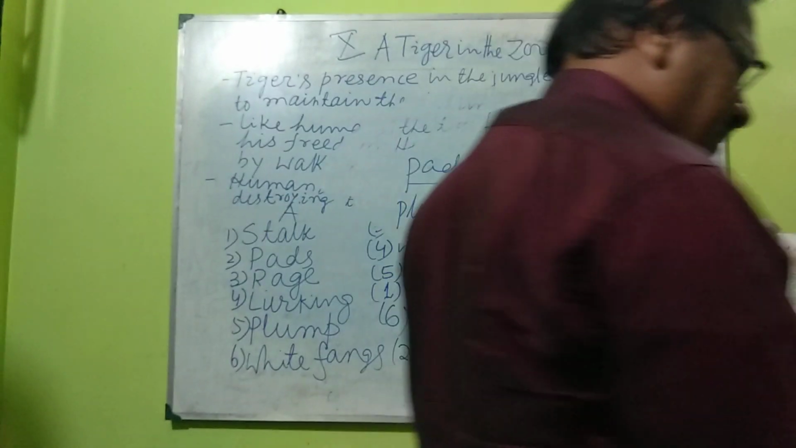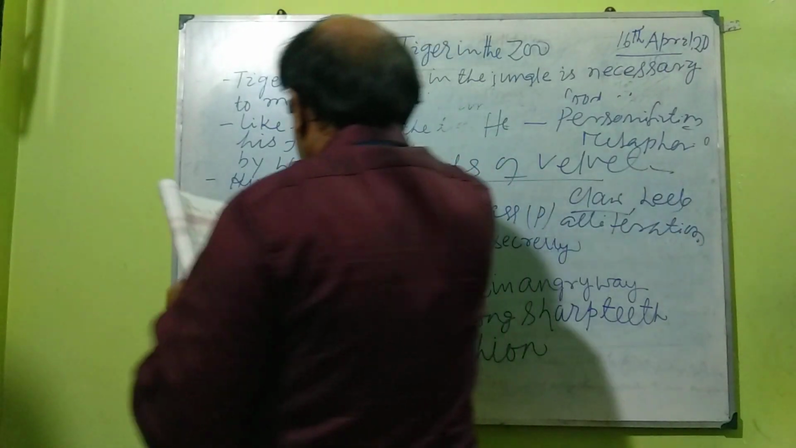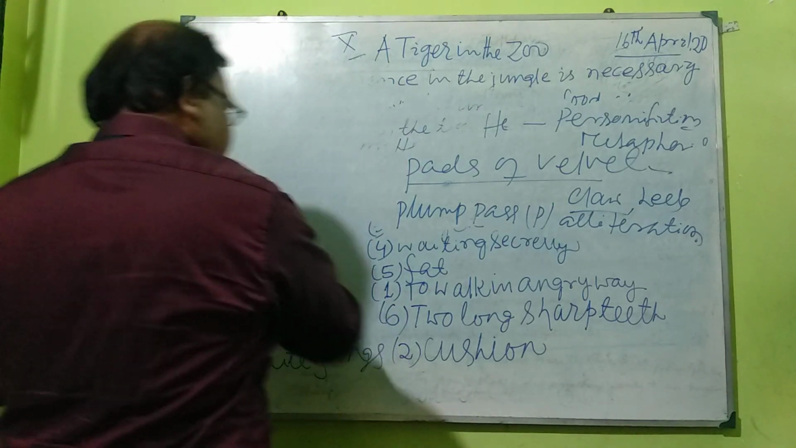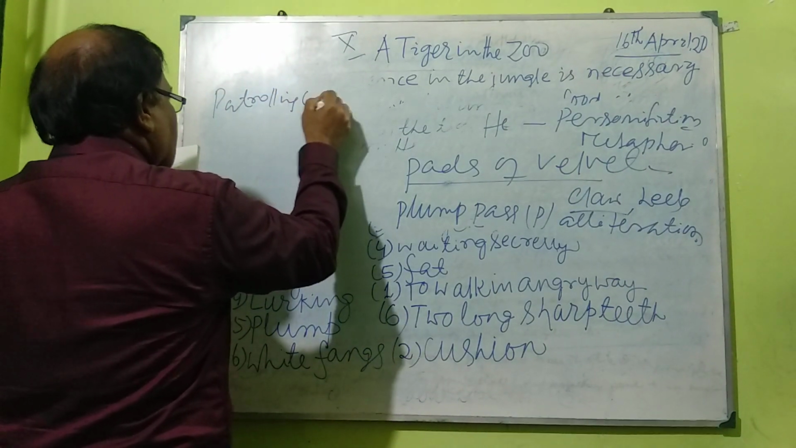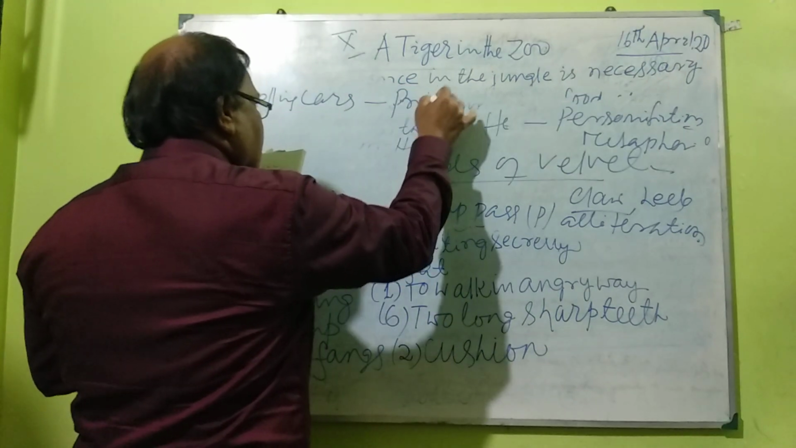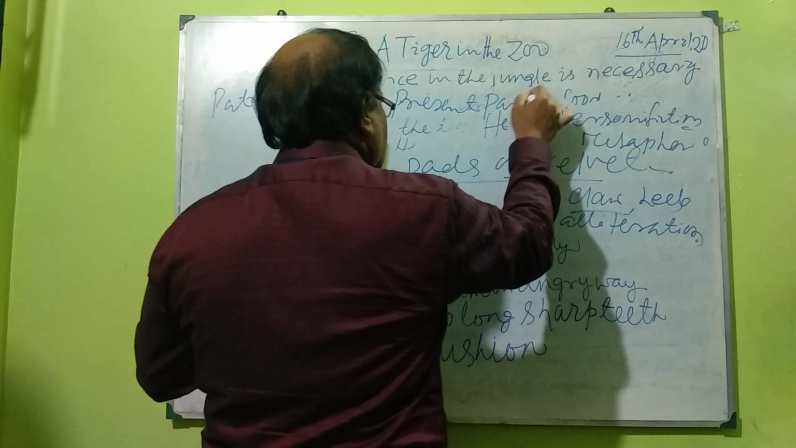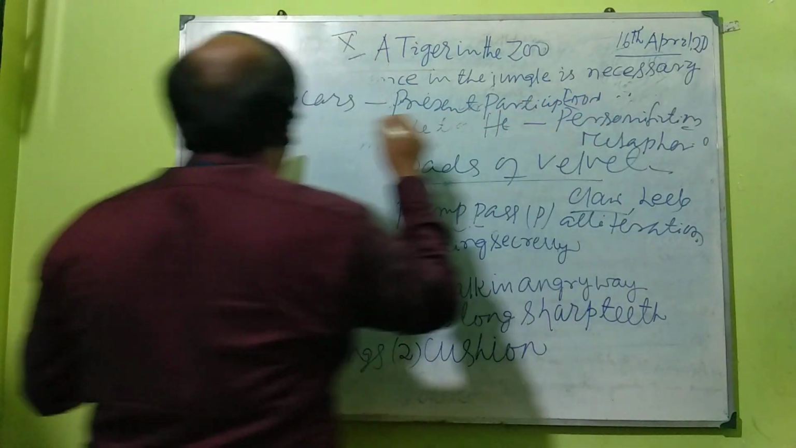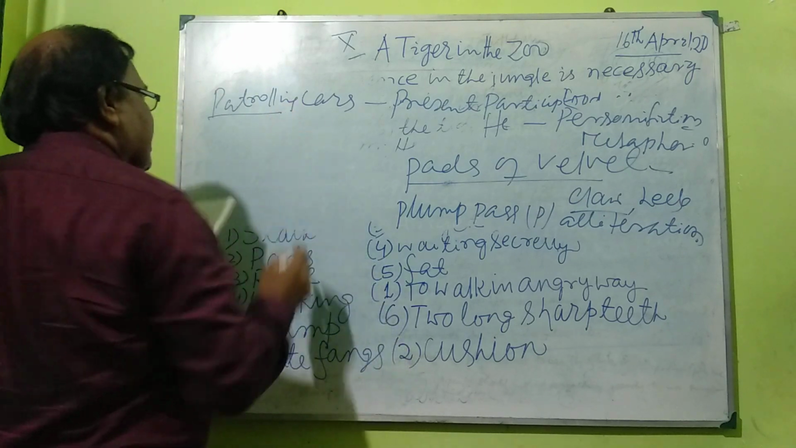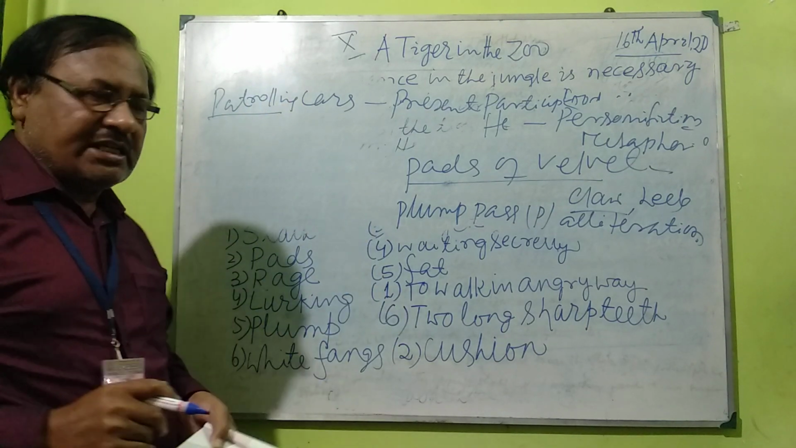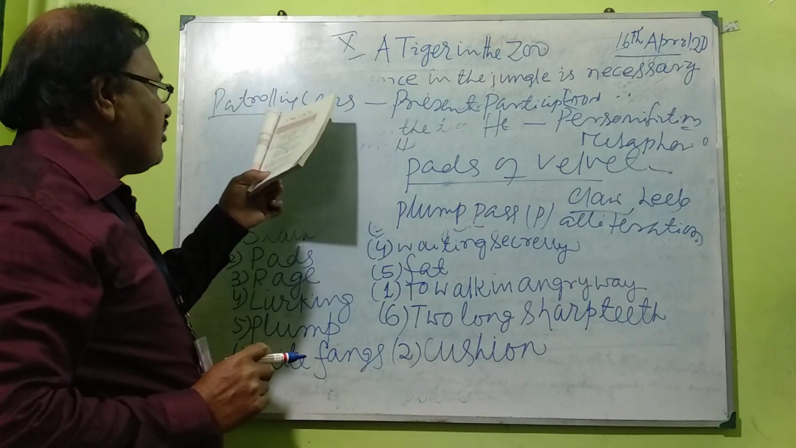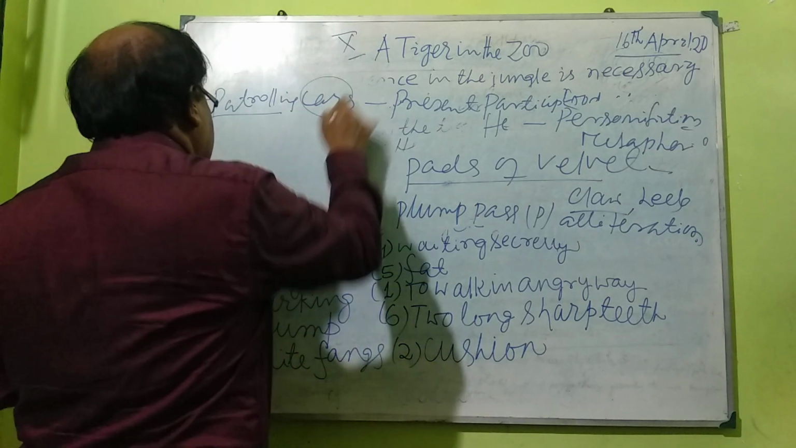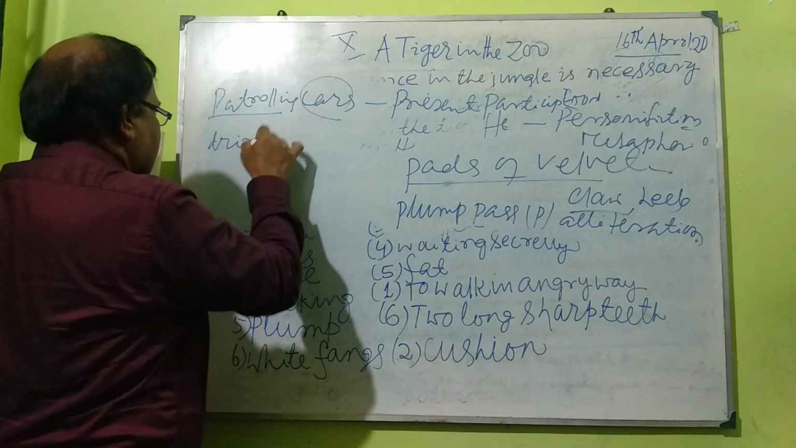Patrolling, what part of speech? This is a present participle, patrolling cars. Other example, the verb plus ing. So partly verb and partly adjective. Partly verb from patrol, patrolling is the form, and it is used with the noun. Noun is cars.